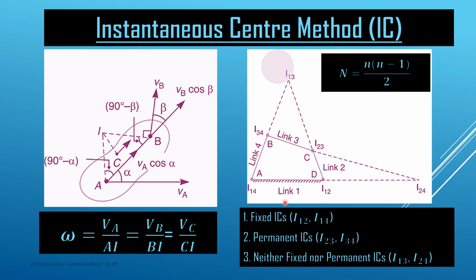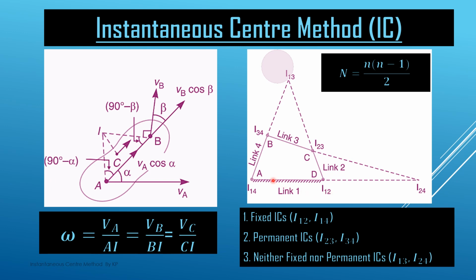Now how do we designate the instantaneous centers? There is a specific way. If links 1 and 2 are pin jointed at the pin connection here, the instantaneous center of these two links is represented by I12. I means the instantaneous center, and 1 and 2 are the links. The first digit shows the first link and the second shows the second link, so first the lower digit and then the higher one.